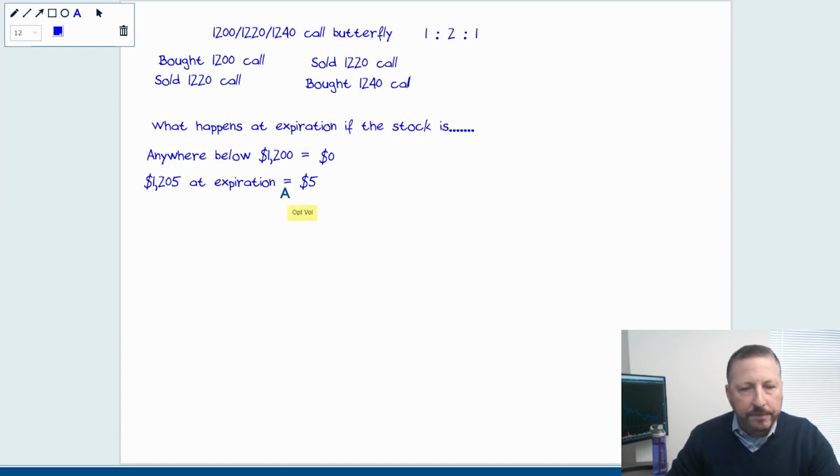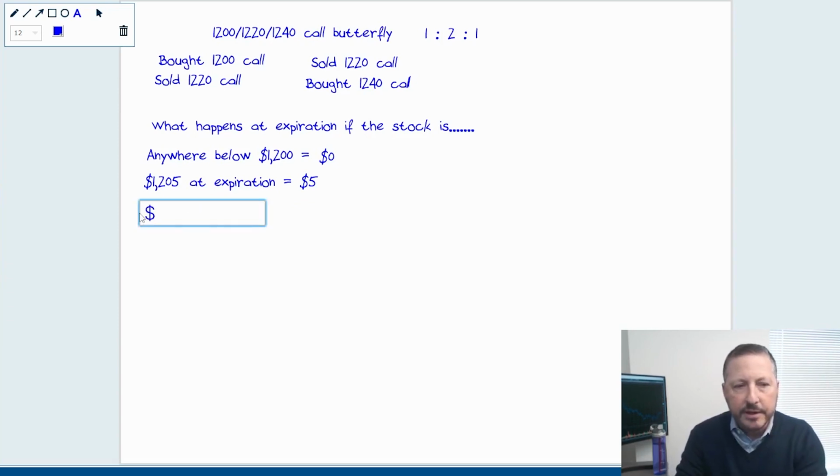Okay, for a profit of $4. Remember, we've paid $1 for this. What we're looking at right here is just the value of the butterfly. Okay, so the math is pretty simple. Let's say we're at 1211 at expiration. The value of this is going to be $11.